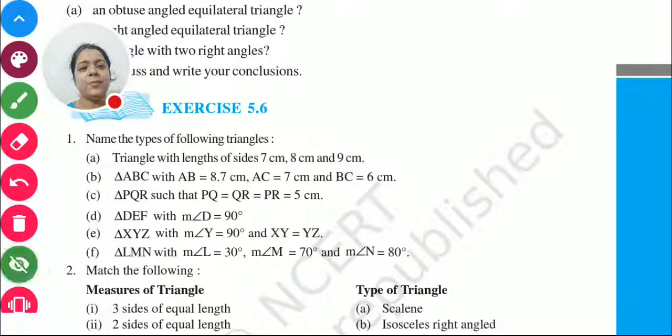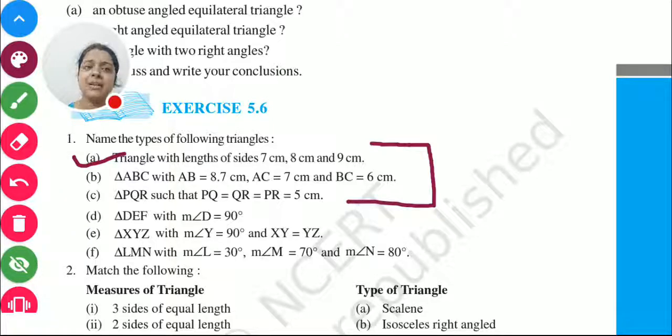So let's go for this one. You just see here, first three are showing that they are talking about the sides. So you just check with the triangle. Triangle with lengths of the different sides given. One is 7, another is 8, another is 9. Means three of the sides are completely unequal.